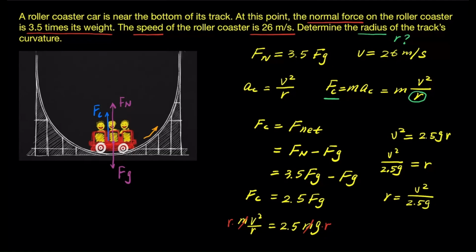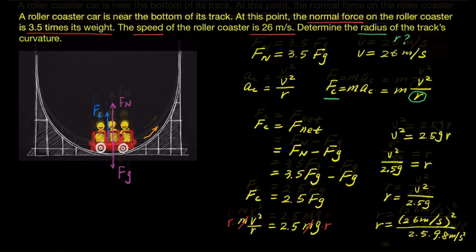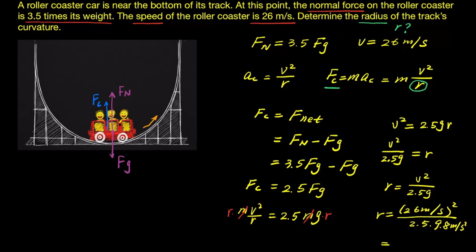So as the last step, let's plug in the values. The speed is 26 meters per second, squared, divided by 2.5 times 9.8 meters per second squared. So r, or the radius of the track, is 27.6 meters.